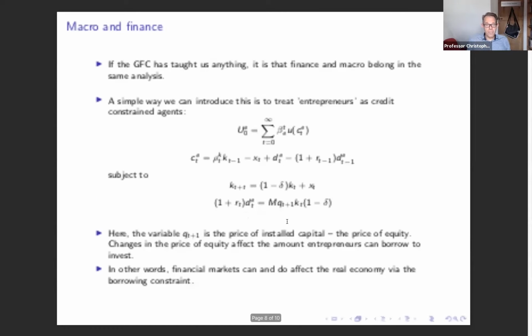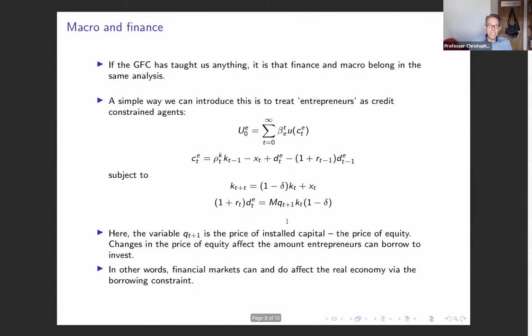Macro and finance. If the global financial crisis taught us anything, it is that finance and macro belong in the same analysis. A simple way we can introduce this is to treat entrepreneurs as credit constrained agents.